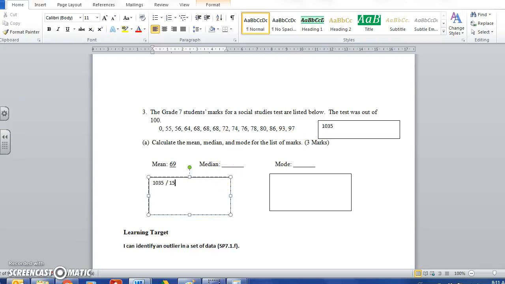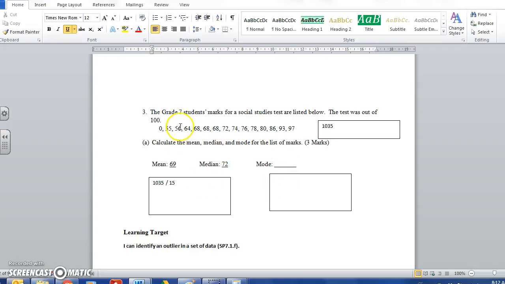The median, I need to find which number lies directly in the middle. So I'm going to show you a different strategy, and I'm going to count. So I have 1, 2, 3, 4, 5, 6 numbers on that side. I have 1, 2, 3, 4, 5, 6 numbers on that side. So I know I need to go one more. 1, 2, 3, 4, 5, 6, 7 numbers, so I know my median here is 72.